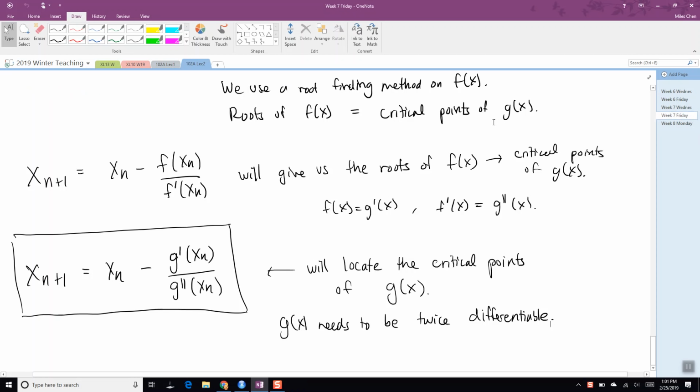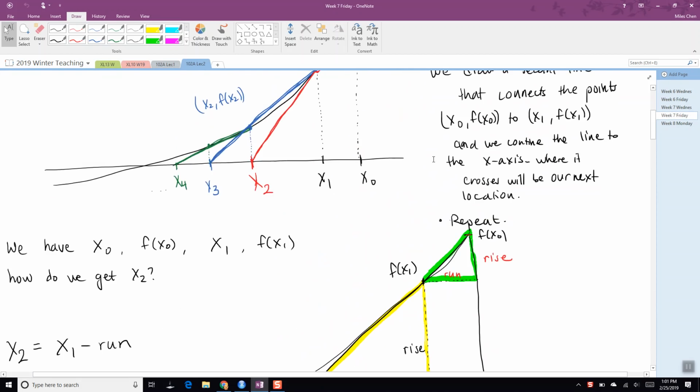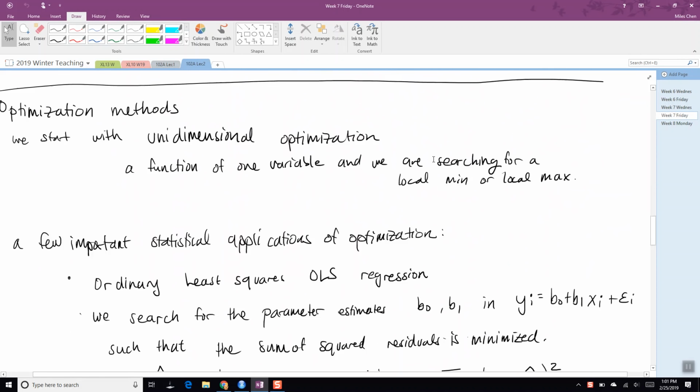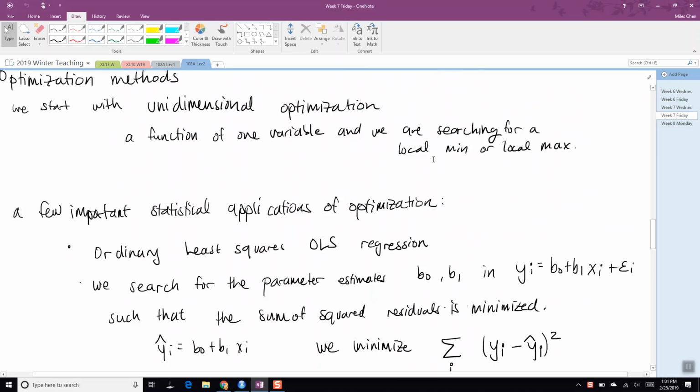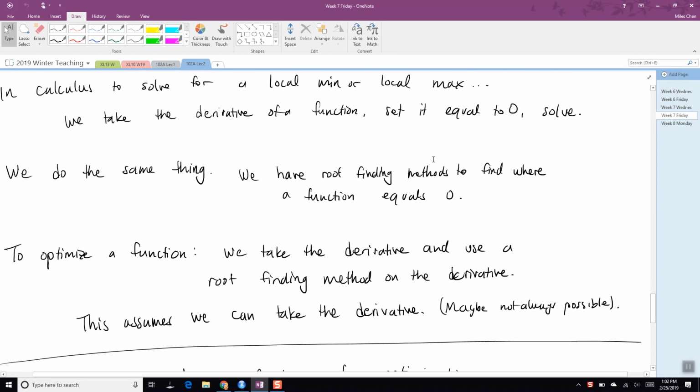On Friday, we left off and we covered a few more root finding methods. We said this is how you find where the function is equal to 0. And what we then said was that we can turn any of these root finding methods into an optimization method. Okay? And the plan is this. We take the derivative of a function and then we solve for where the derivative equals 0. We use the root finding method to help us find where the derivative is equal to 0. That's what we said.